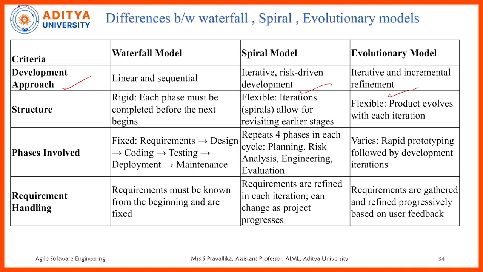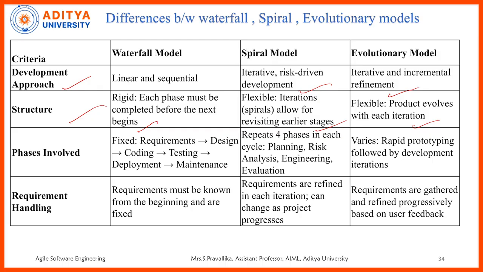When coming to the structure, the waterfall model is rigid, in the sense that each phase must be completed before beginning the next phase, so the work is done in a standard way. Next, the spiral model's structure is flexible. Iterations allow revisiting earlier stages, so if any modification is made, it is flexible for us to move back to a phase we have already done. Iterations mean repeating the process again. The evolutionary model is also flexible: the product evolves with each iteration.